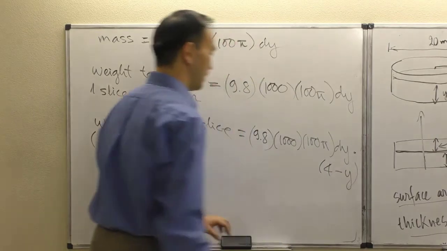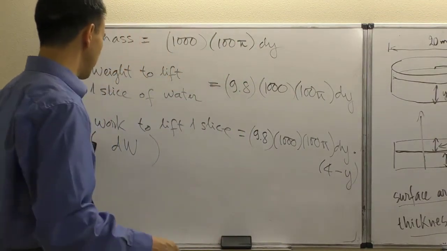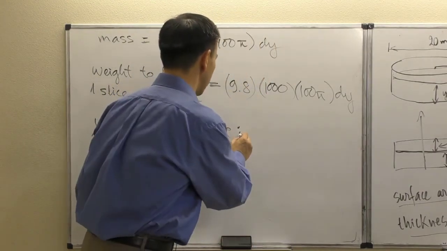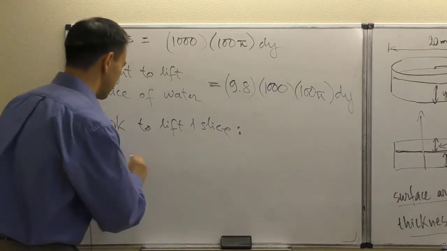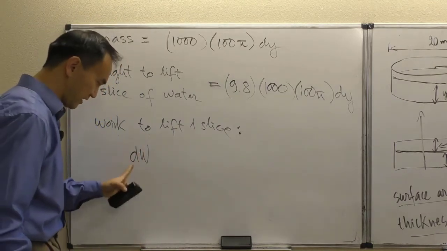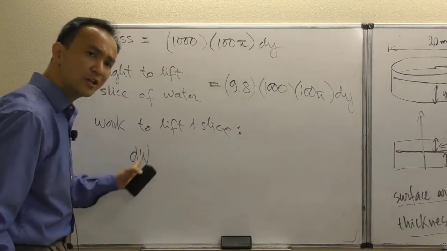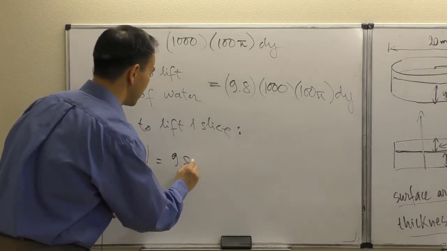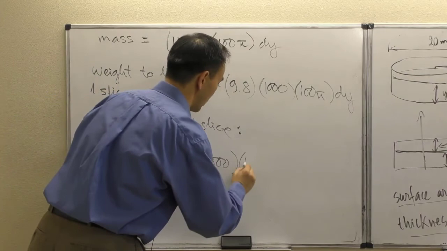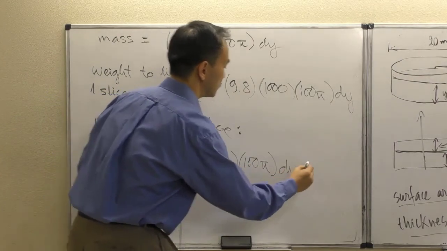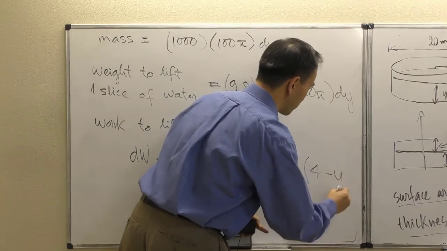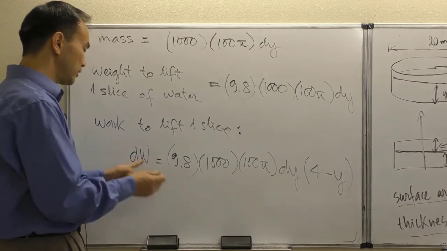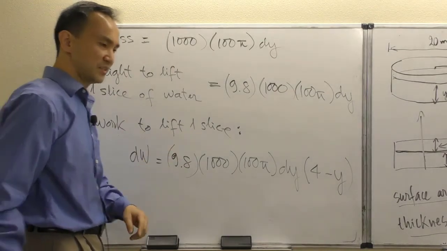I think it's better that I express it in the next line down right here. Otherwise, it's going to be confusing. So work to lift one slice, we call that dW. Again, I just now said it's the little work amount, an infinitesimally small work amount. That's 9.8 times 1,000 times 100 pi times dy, but we need to carry that in a distance 4 minus y. And so now we have our expression for the little work amount, or the amount of work to lift one slice.